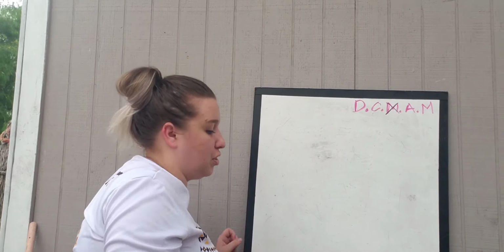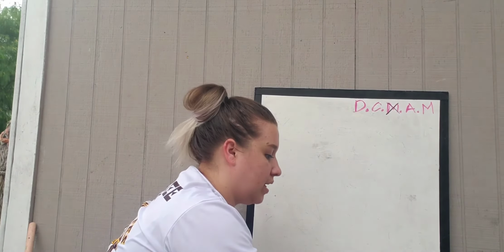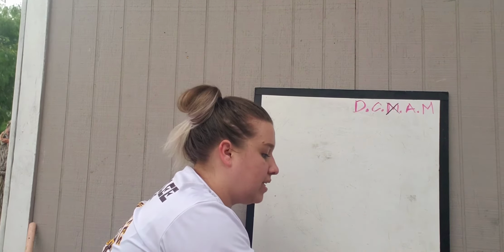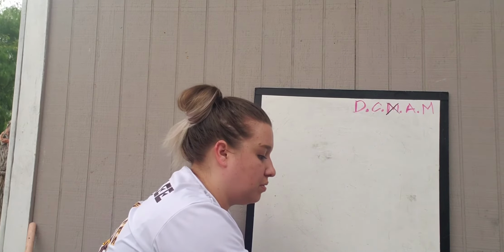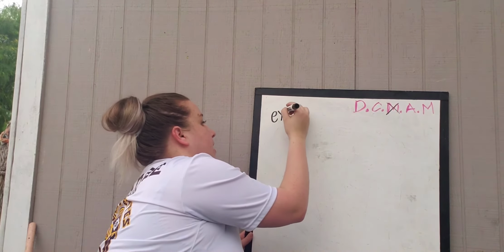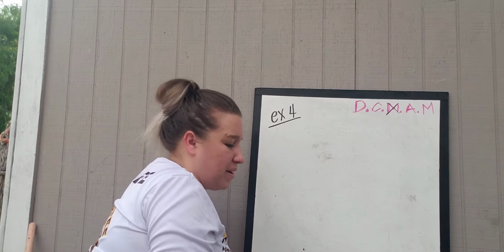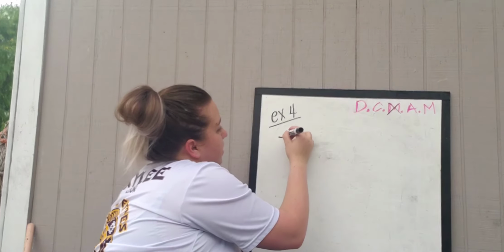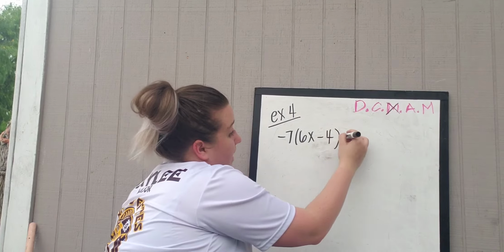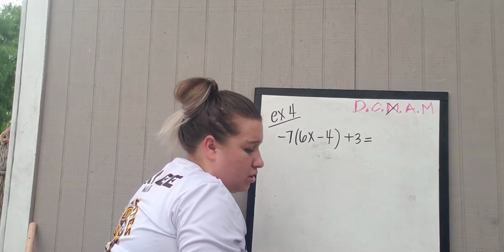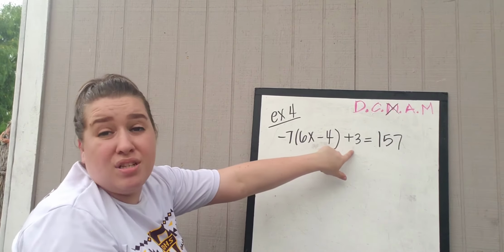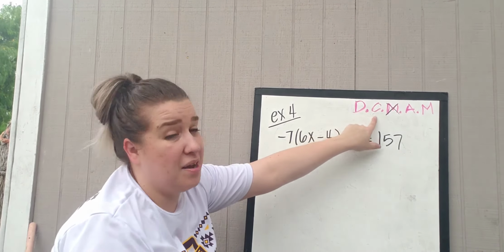Okay, that was example 3. Which one did I give you guys? I gave you this one. Okay? Let's do one where you can remember what combining like terms is. So on this one, negative 7, 6x minus 4, and still plus 3 equals 157. Whenever you've got something outside the parentheses, we're going to combine terms.